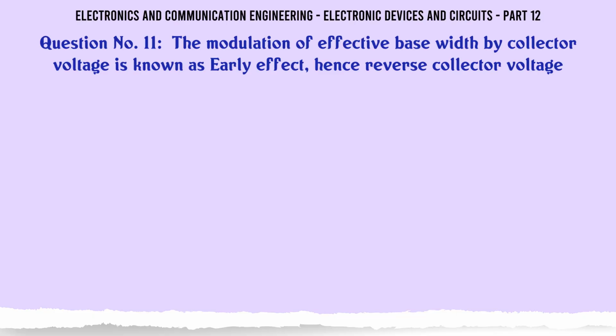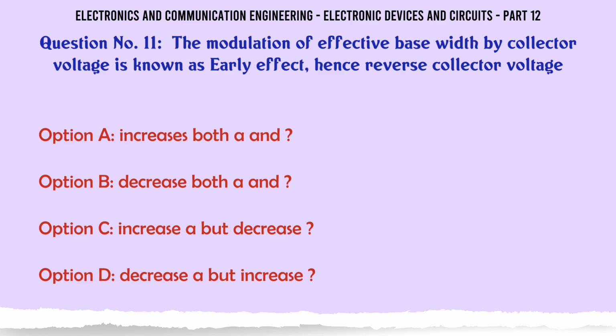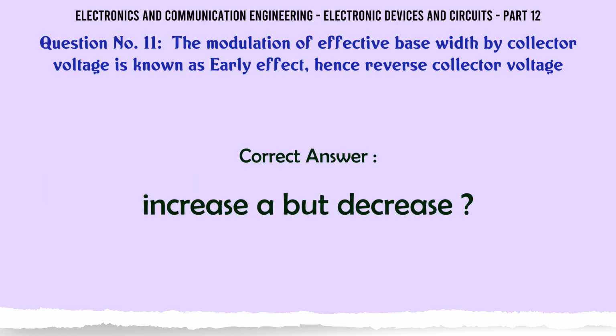The modulation of effective base width by collector voltage is known as early effect. Hence reverse collector voltage: A. Increases both A and B, B. Decreases both A and C, C. Increases A but decreases, D. Decreases A but increases. The correct answer is increases A but decreases.